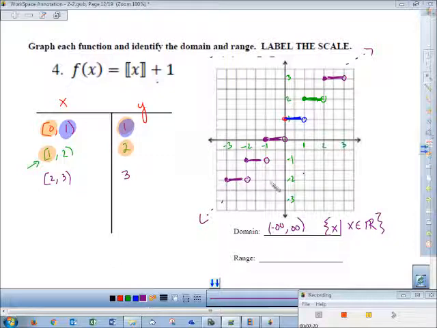So I can't list that in interval notation. It's not possible. So it's the set of all y's such that y is an element of the integers, which is the double bar Z in that situation, because the only thing that this is going to shoot out for y values is integers.